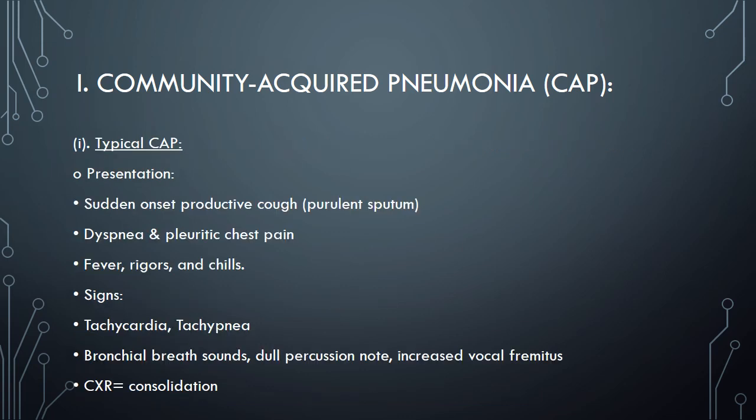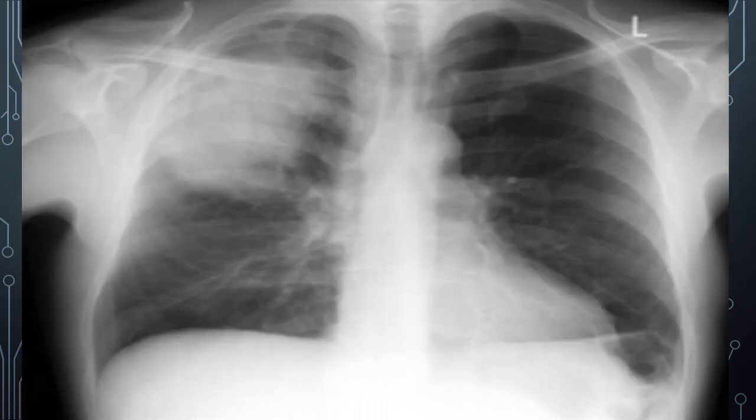So community acquired pneumonia, the typical one, usually presents with sudden onset productive cough, usually purulent sputum, dyspnea and pleuritic chest pain, fever, rigors and chills. There will be tachycardia, tachypnea, bronchial breath sounds, dull percussion note, and increased vocal fremitus. On chest X-ray, there will be consolidation. This chest X-ray is showing consolidation of the upper lobe of the right lung, which is characteristic of typical pneumonia.